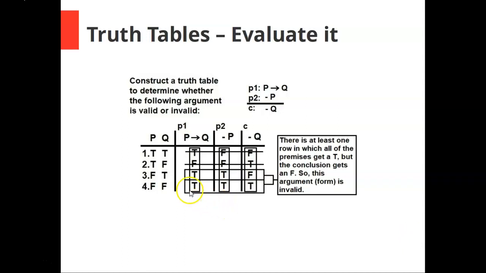And let's be really clear, it's not that it's valid in 4 and invalid in 3. The existence of 3, in which all the premises get a T, but the conclusion gets an F, that one row shows that the whole thing is invalid, because that one row shows that there's no guarantee. It is possible for the premises to be true and the conclusion to be false. Even if it's also possible for the premises to be true and the conclusion to be true as well, that doesn't matter. Because it's possible for the premises to be true and the conclusion to be false, like line 3 shows, that means that it's invalid, because there's no guarantee. It is not the case that the truth of the premises guarantees the truth of the conclusion.